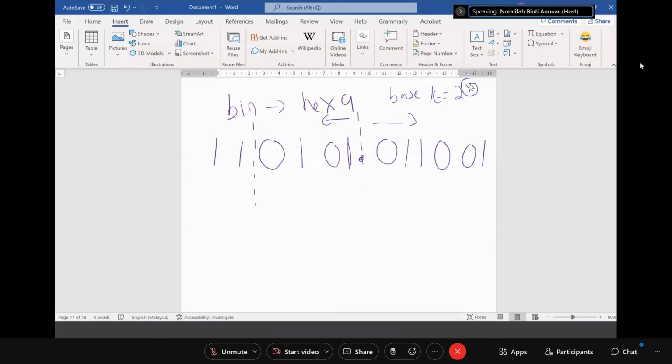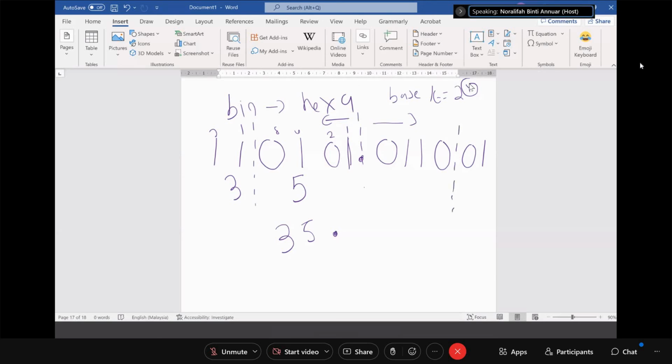And then you tengok value ni berapa. 1, 2, 4, 8. So, 1 tambah 4 is 5. What about this one? 1, 2. 1 plus 2 is 3, so now you already get the value 35. Ini belum lagi. So now base 16 is to the power of 4. Position dia ada 4. So kira pada left to right. 1, 2, 3, 4. You divide.